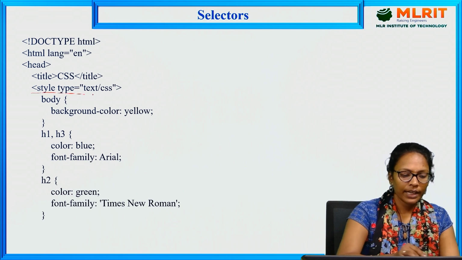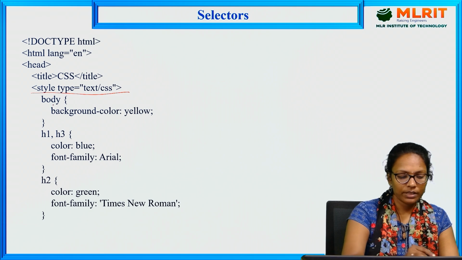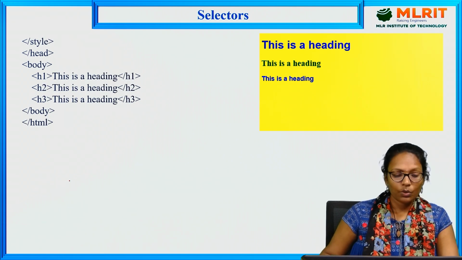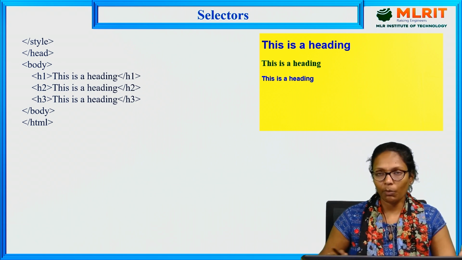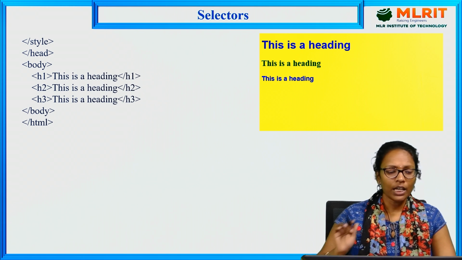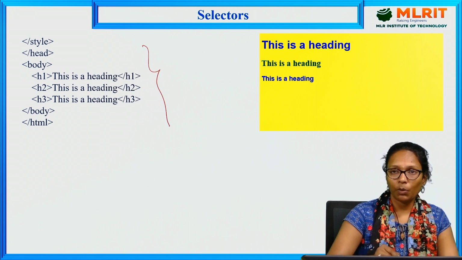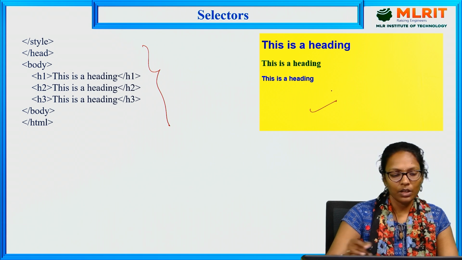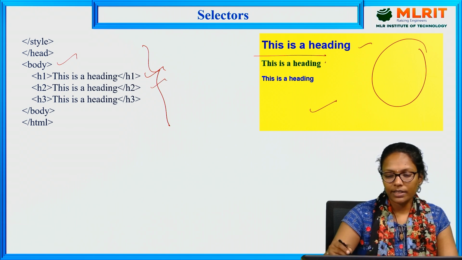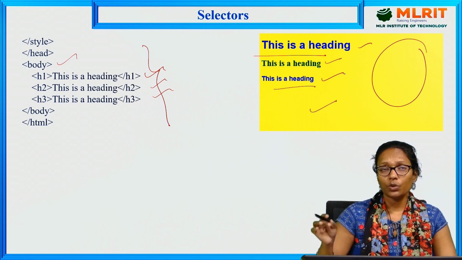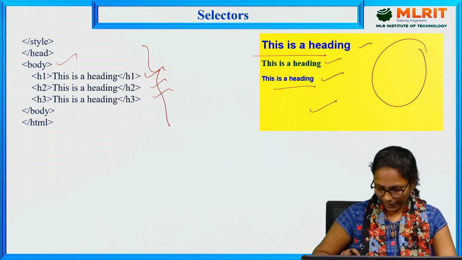Here is an example. Within the style tag, I'm mentioning different sets of styles for the body tag, H1, H2 and H3 tags. Directly we are mentioning the tag names only. Then I write a program within the body section and this is the output we get. For the body, we have given the background color as yellow, for H1 the color as blue, for H2 the color as green, and for H3 again blue. So if it is a simple selector, you directly mention the tag name.